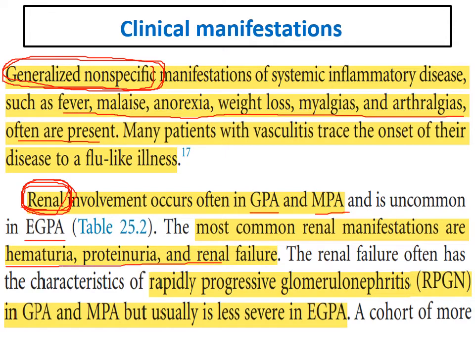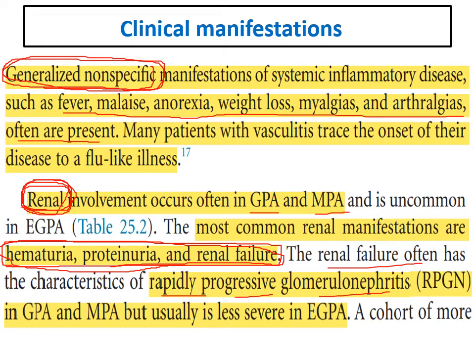Usually these types of vasculitis affect the kidney in the form of nephritic presentation and RPGN. So they usually cause hematuria and proteinuria and renal impairment and rapid deterioration of kidney function. Again, this renal impairment is usually in the form of rapidly progressive glomerulonephritis.